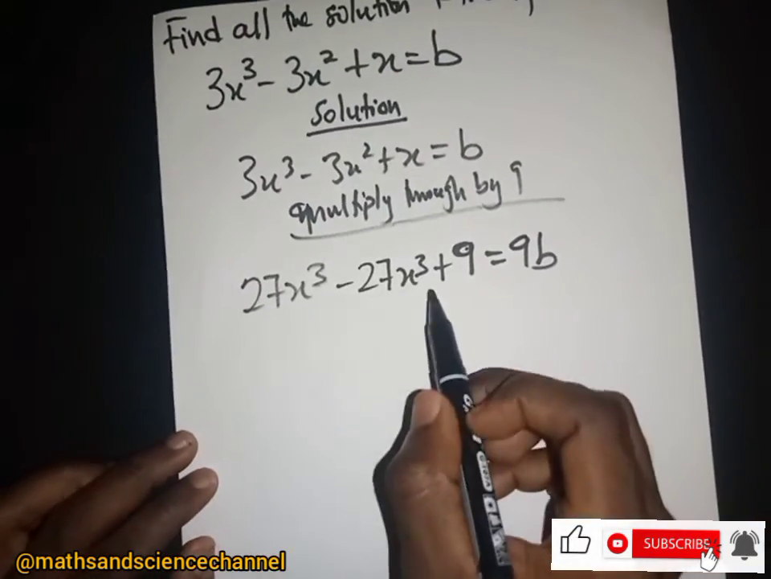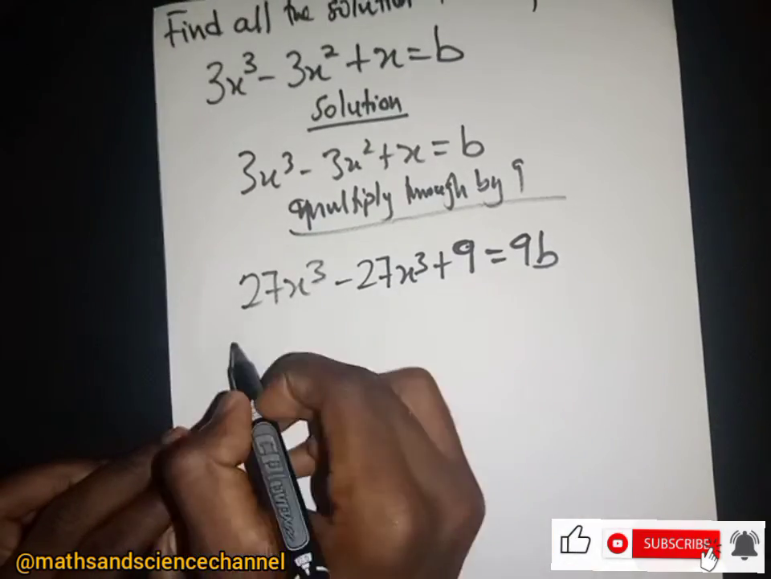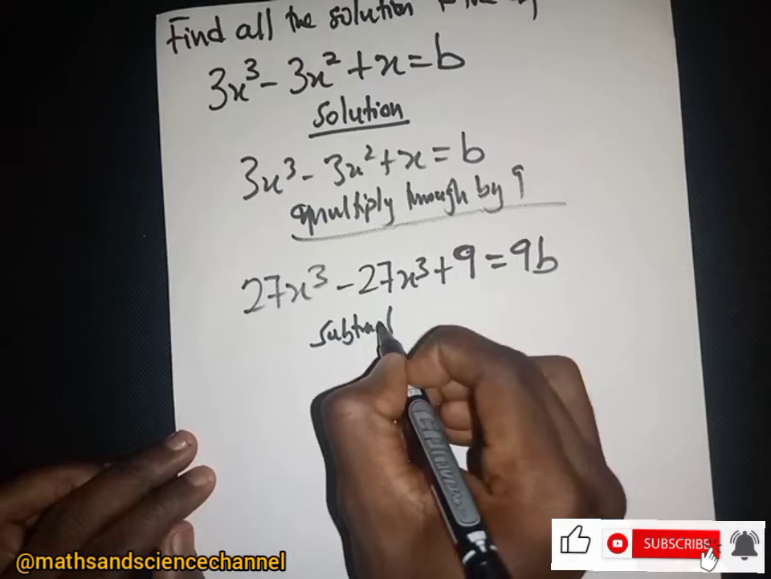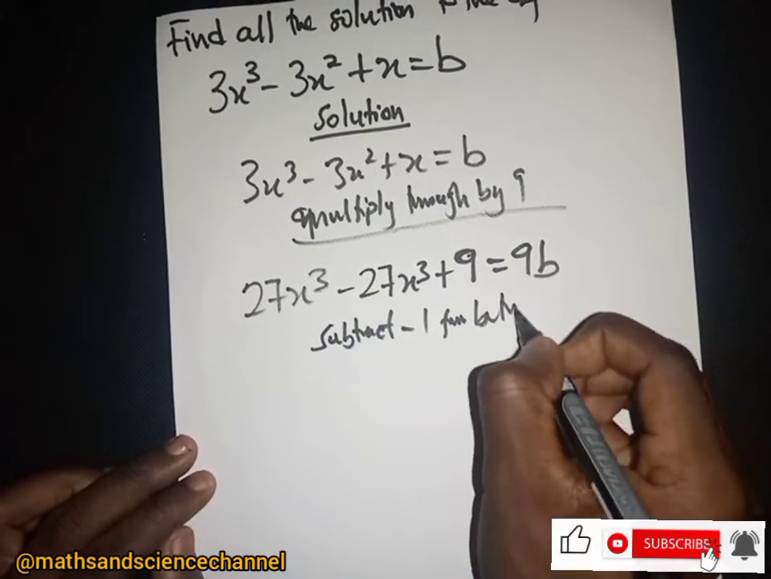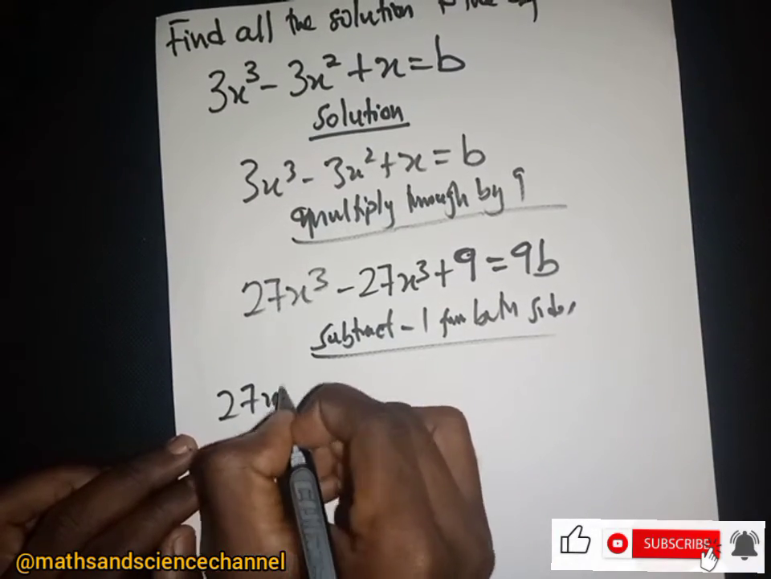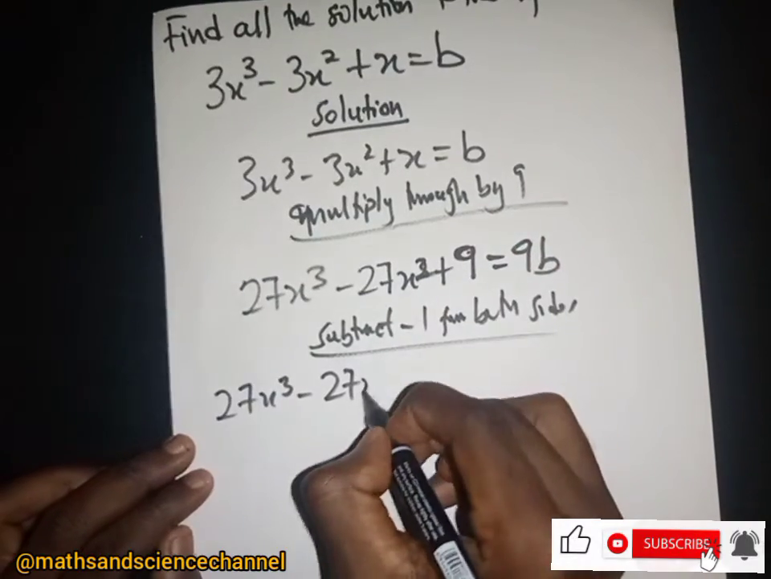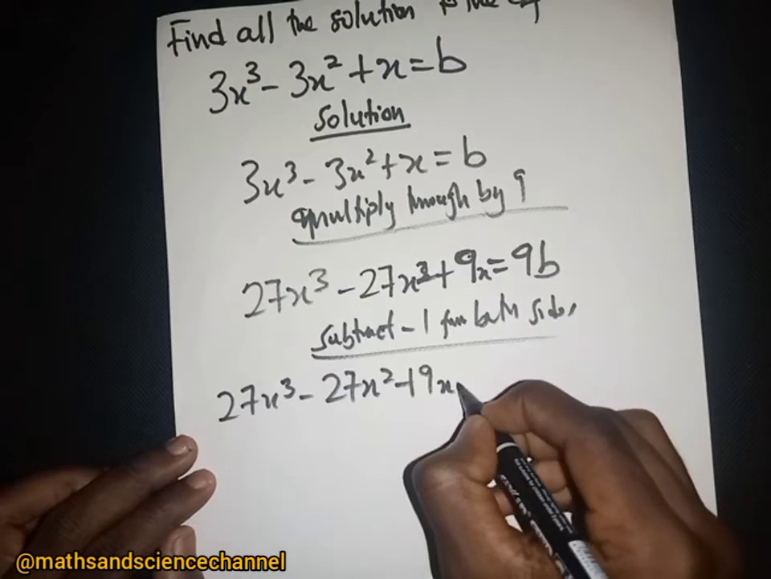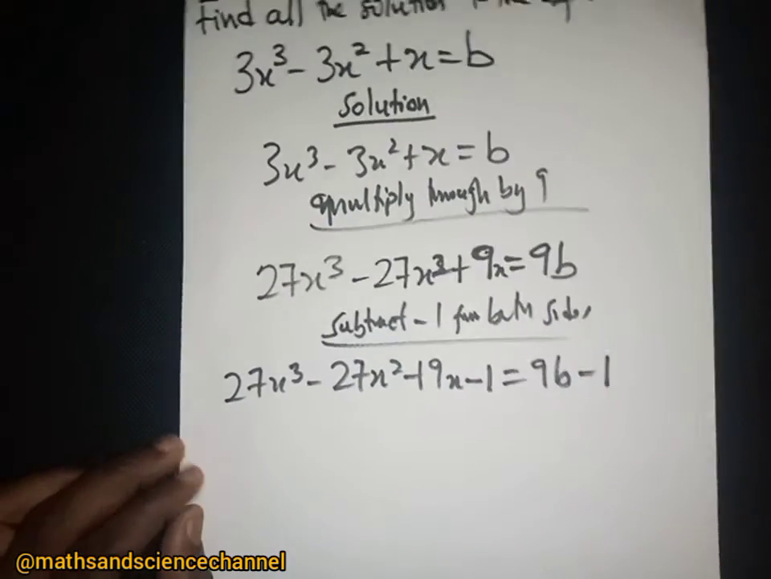Now it's still not a perfect cube. To get a perfect cube, we just subtract -1 from both sides, right? So we have 27x cubed minus 27x squared plus 9x here, then minus 1. We are subtracting 1 from both sides, right?